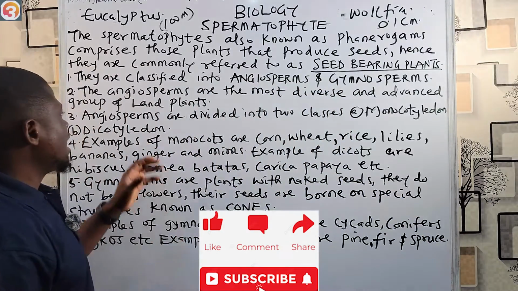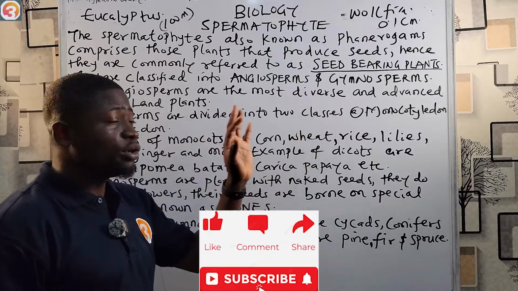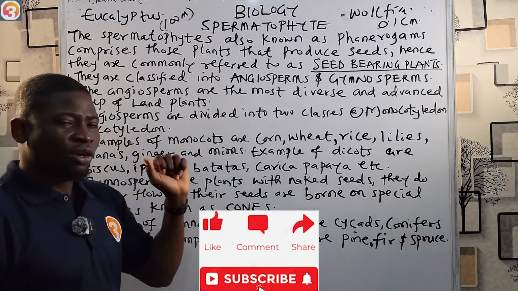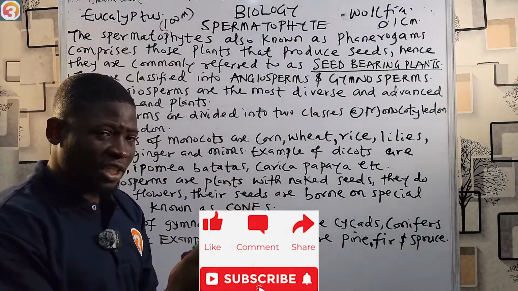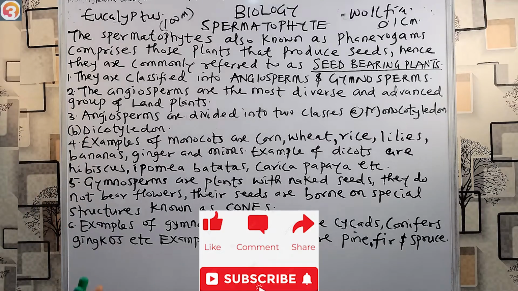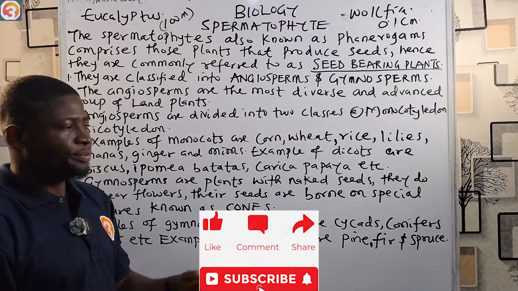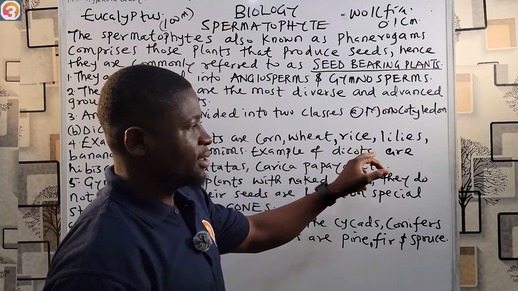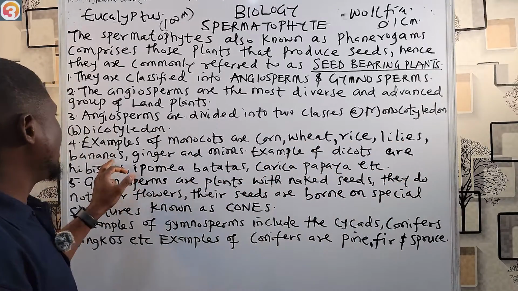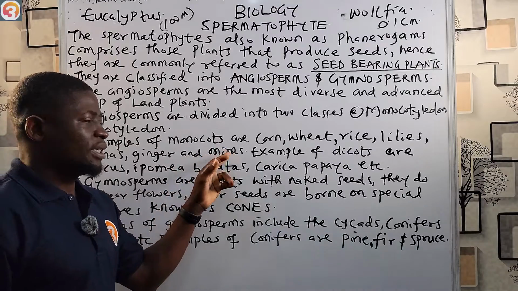All right. So angiosperms are divided into two classes. We have the monocotyledon and we have the dicotyledon. We are going to see the difference between dicots and monocots very soon. Now, examples of monocots are corn, wheat, rice, lilies, bananas, ginger, and onions.